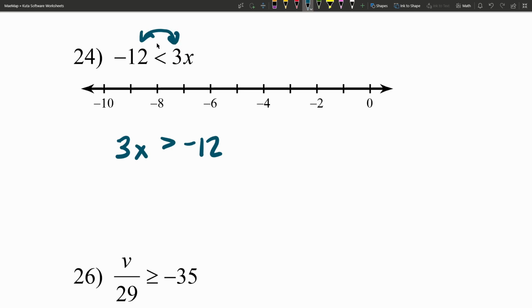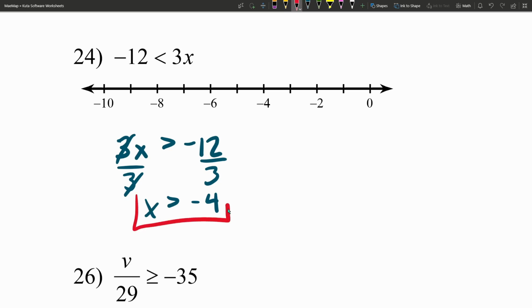So when I flip my sides, I need to make sure that my inequality is facing the correct way. So it's eating that larger value of 3x, again, it's eating that larger value of 3x. Now, one step, I'll divide both sides by 3 to give me that x is greater than negative 4. Locating negative 4, circling it, and then shading everything to the right.